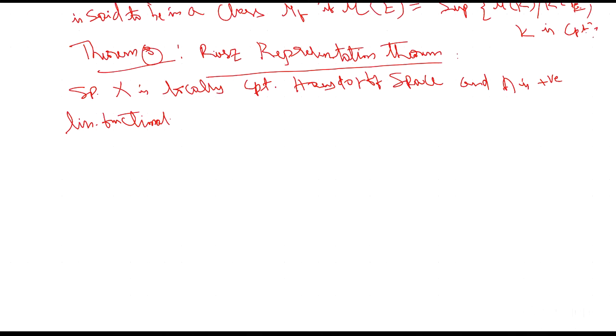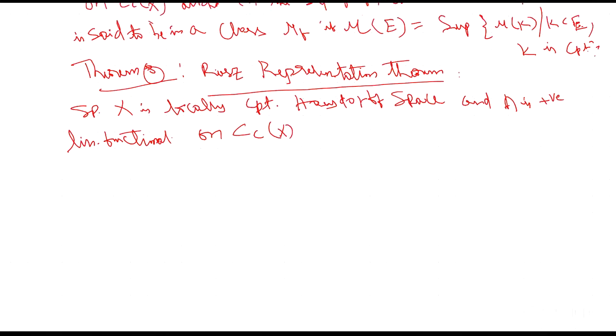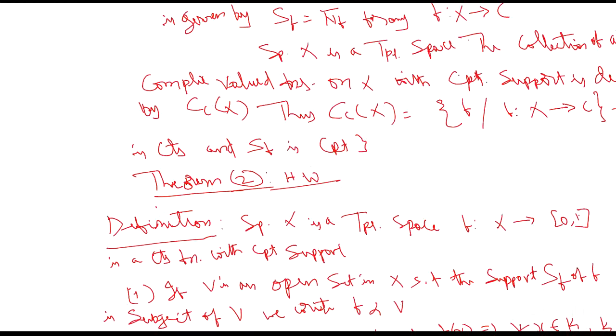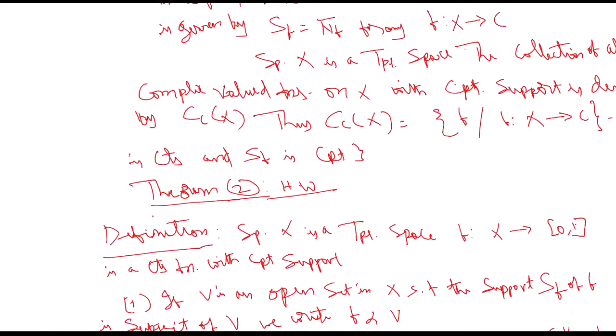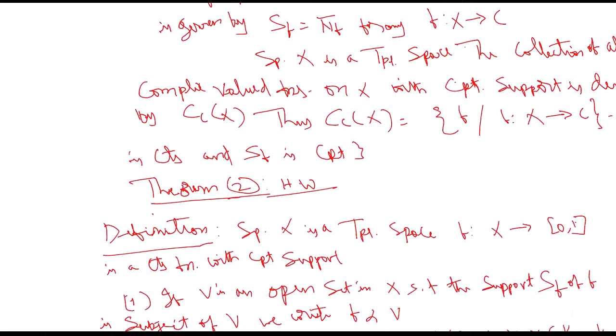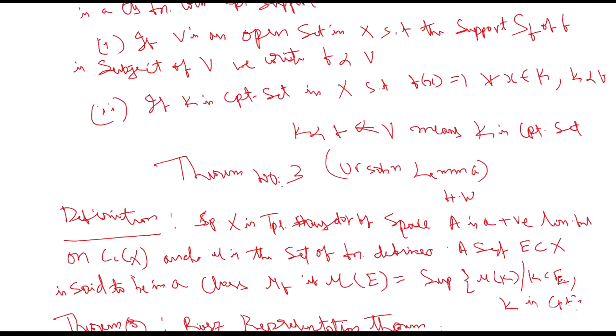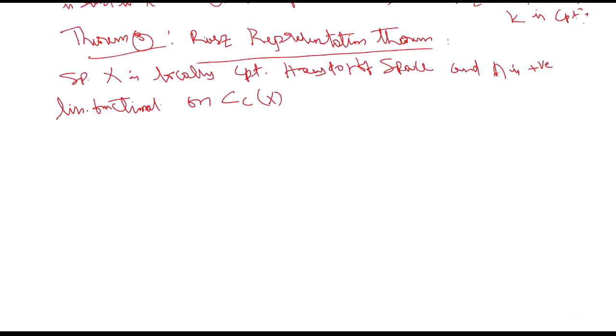on C_c(X). C_c(X) means the space of complex-valued functions with compact support. We discussed what C_c(X) is: compact support is denoted by C_c(X).